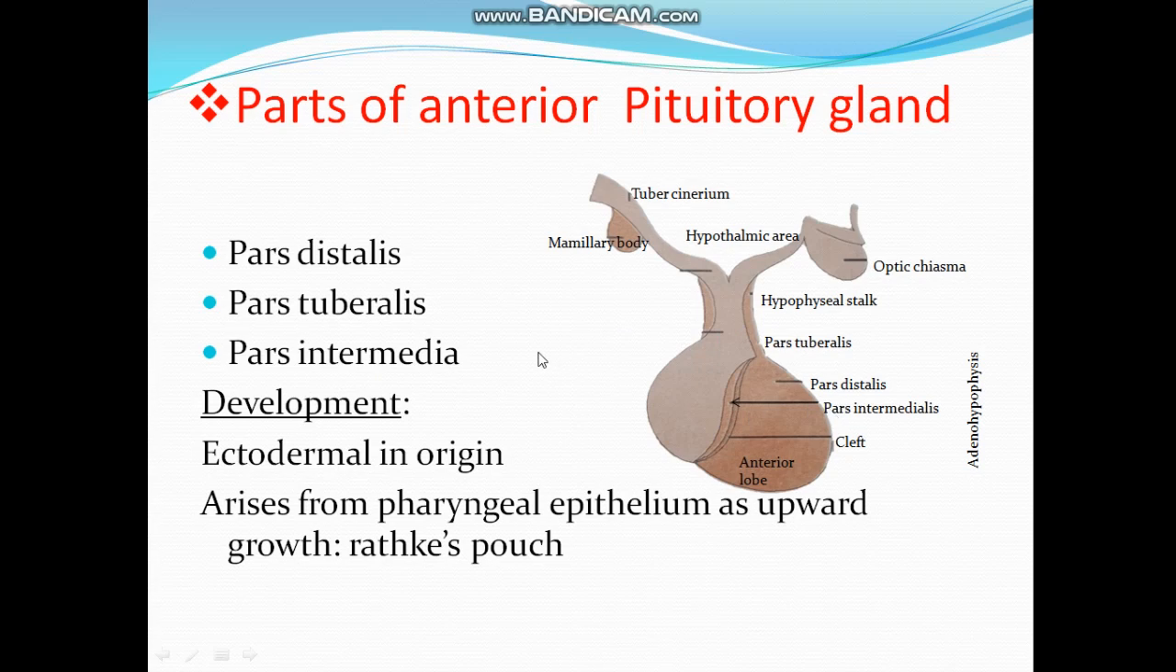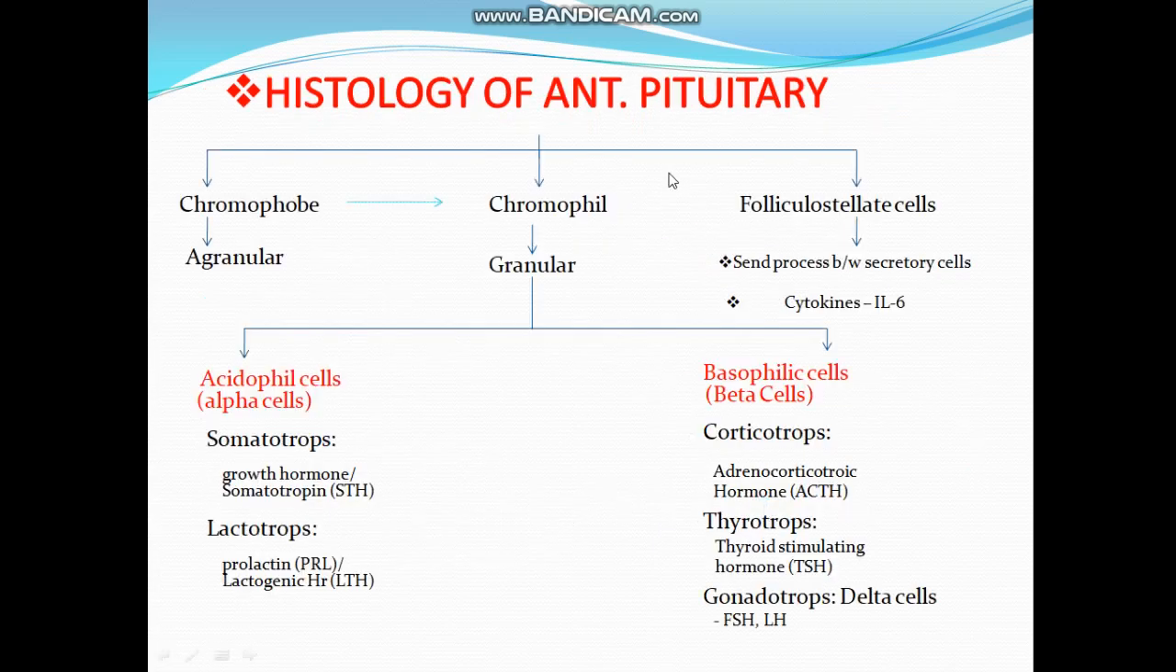Now let's see the parts of the anterior pituitary gland one by one. As I discussed earlier, it is made up of pars distalis, pars tuberalis, and pars intermedia, and it is also called the adenohypophysis. Developmentally, as discussed previously, it is ectodermal in origin from the roof of the oral cavity and arises from pharyngeal epithelium as an upward growth called Rathke's pouch.